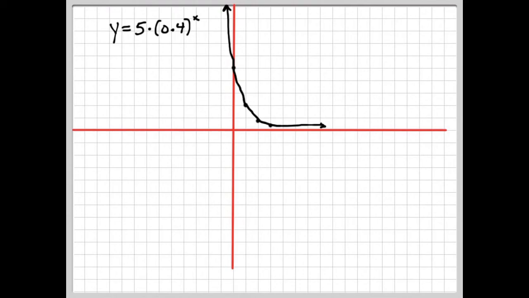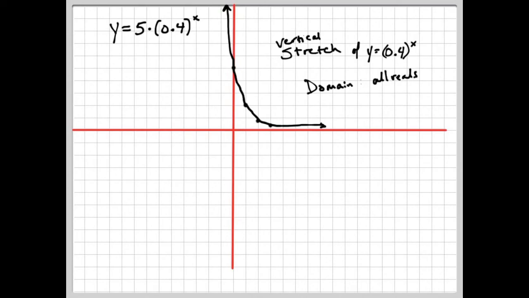And there we go. Now normally our graph starts at 1 and decreases from there. So this is a vertical stretch of y equals 0.4 to the x, and there's no reflection going on. Our domain, as we've usually seen, is all real numbers. And our range, again, since we can't hit 0, is all positive real numbers.